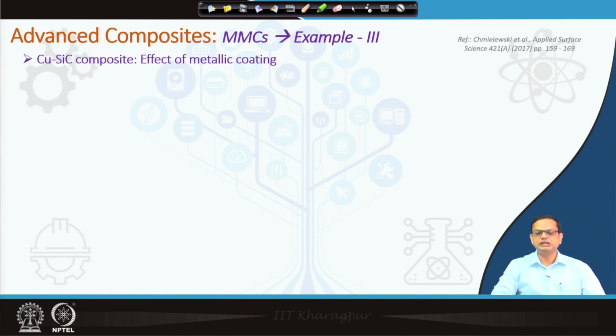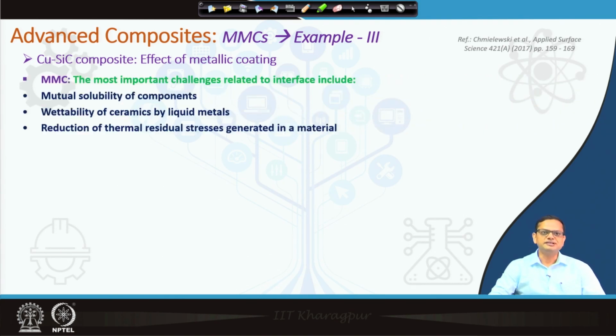The first example in today's class is the copper SiC composite. Why copper SiC composite? The application is again electrical contacts, where we need a certain amount of wear resistance at higher temperature. When we talk about this kind of metal matrix composite with ceramic reinforcement, the important challenge is the interface.